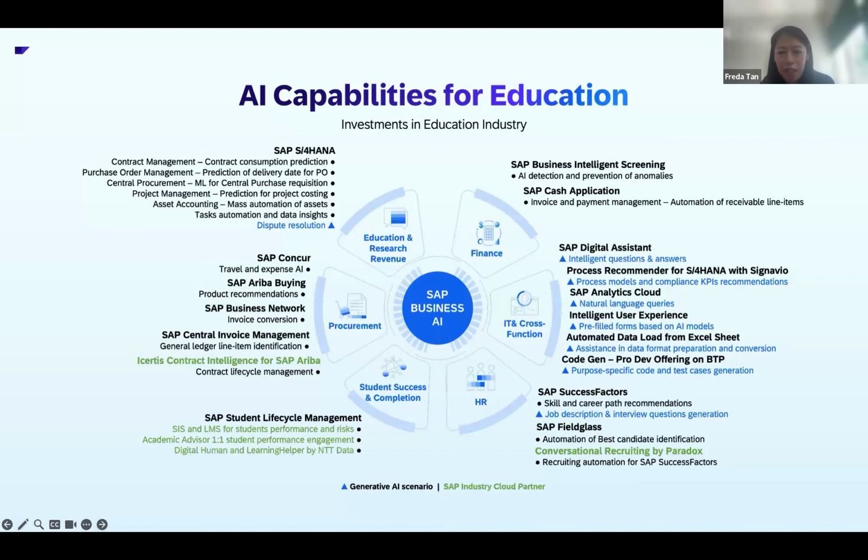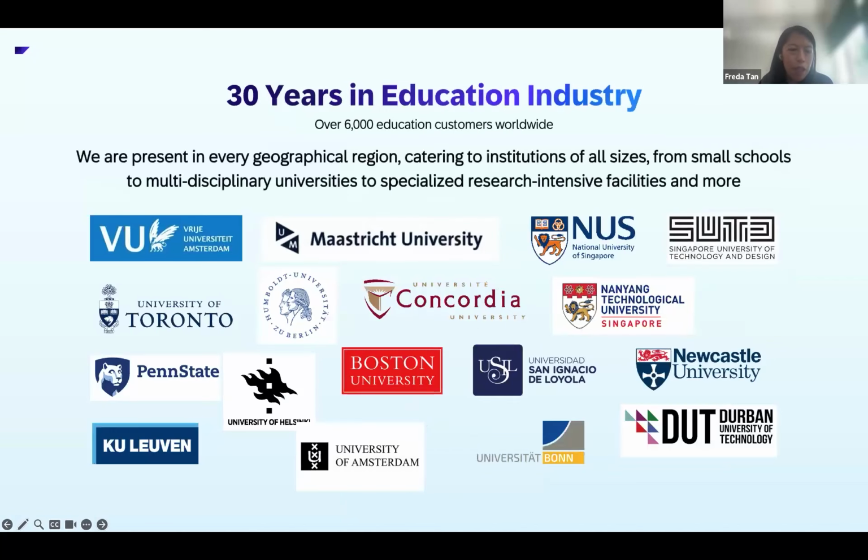Okay. So my last few slides are not about the solution, but rather about the university footprint that we have. All of these are our customers globally. These are only the ones that we can show publicly, but across the globe, we have over 6,000 education customers with us, of different geographical locations, different sizes, different specializations, and so on.